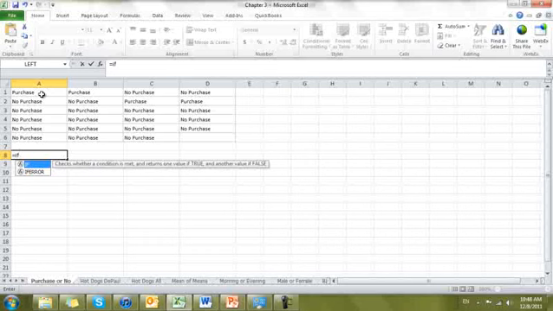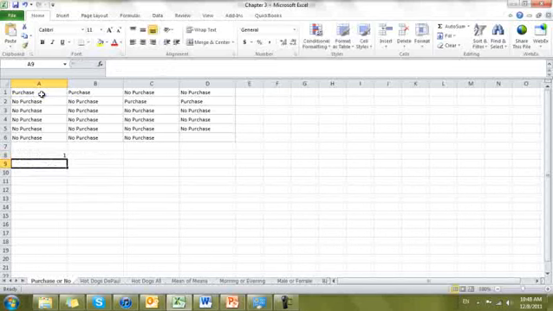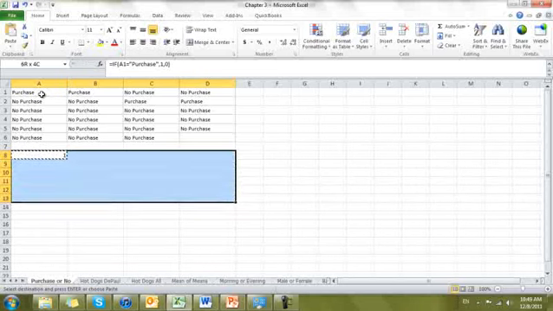So if logical test, if this cell equals the word purchase, which is the word is, give me a 1. So 1 would be true. If not, value if false, give me a 0, close parenthesis. You'll see a return to 1. I'm going to copy and paste that all over the place.